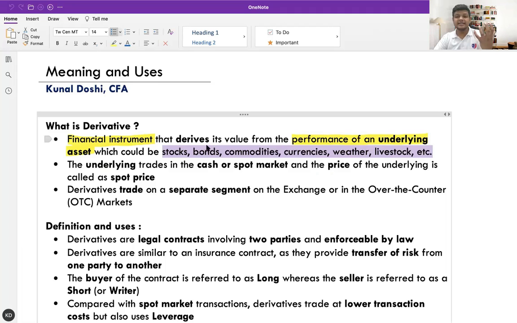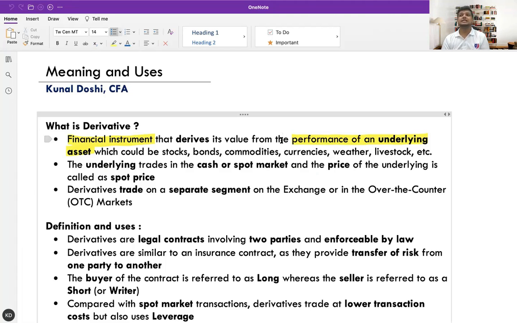So the underlying is called the cash or the spot market. Clear? And the price of the underlying in that market is called the spot price. Clear? So the value of the futures is derived from the spot price.